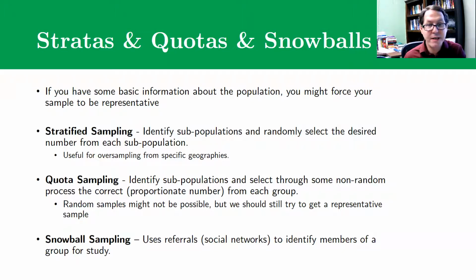A third strategy, snowball sampling, uses social networks and is useful when we're trying to find populations that maybe aren't easily identifiable. So if I was interested in studying intravenous drug users, right, I might be able to use social networks to track through that and find folks who are using heroin.